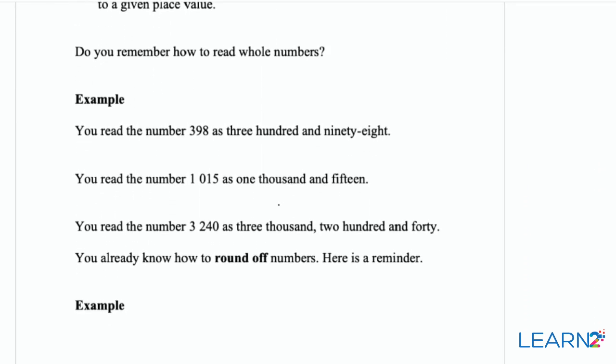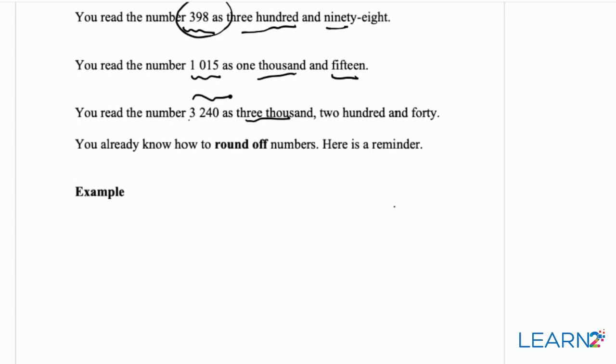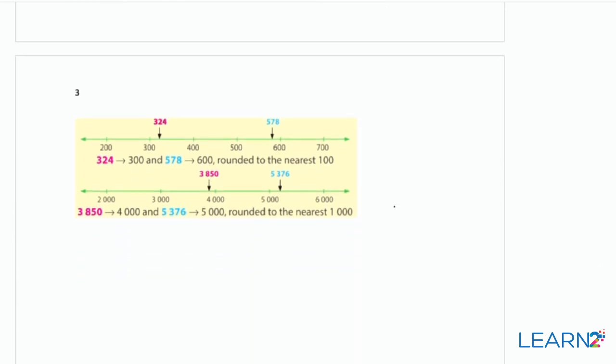And the next concept is all about rounding off numbers. But to round off numbers, you need to understand what the number is to start with. So the number 398, what does that represent? That represents 300, because that's the hundreds, and 98. What does 1015 represent? That's 1,000 and 15. What's 3240? It's 3,000 and 240.